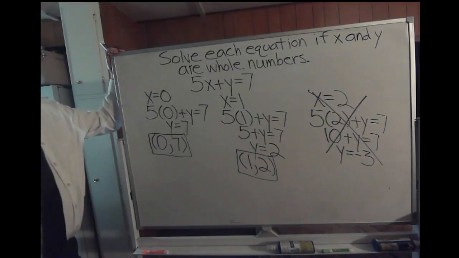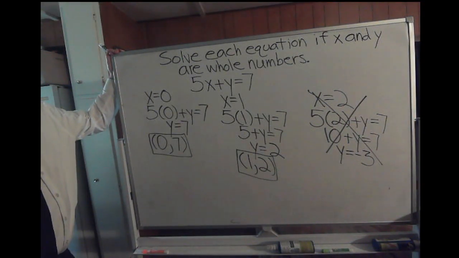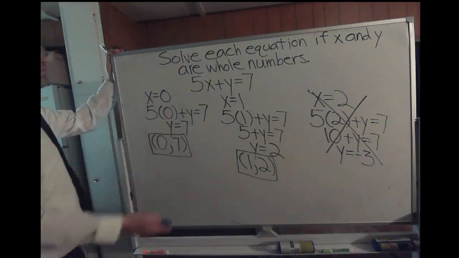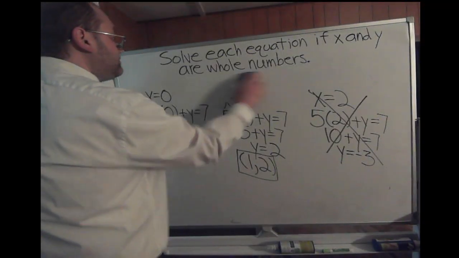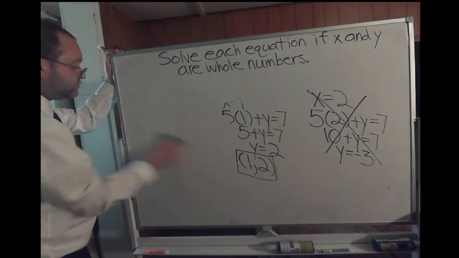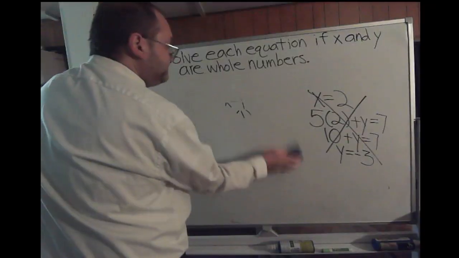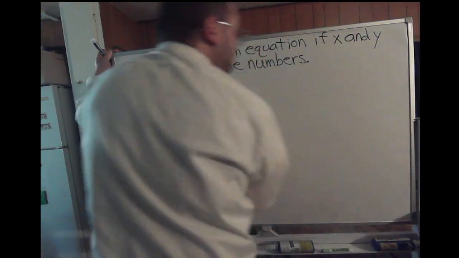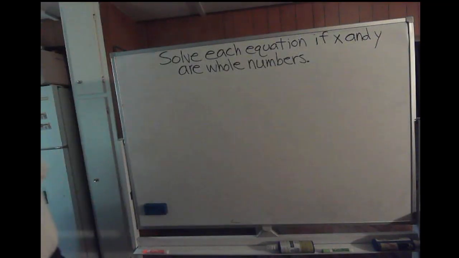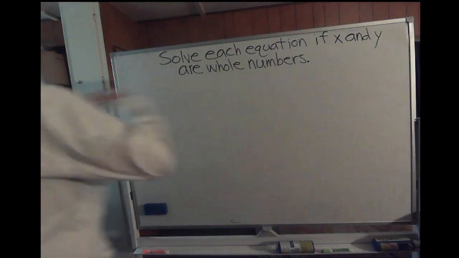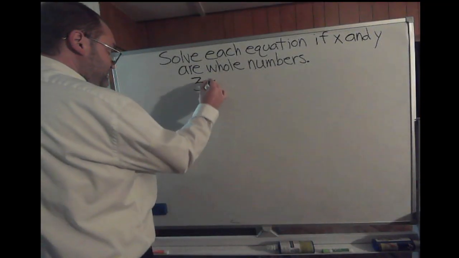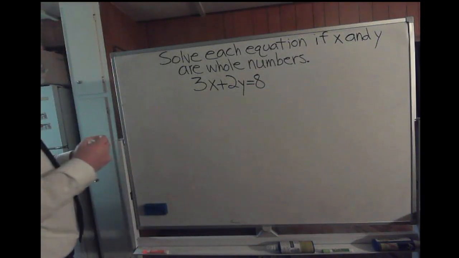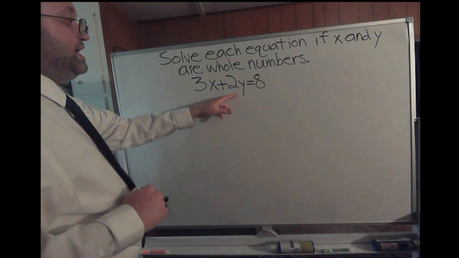Now, had it been the whole set of real numbers, there would be infinite solutions. And likely you would not be asked to even do this if it were the whole set of real numbers. Thank goodness, who wants to be here till kingdom come and try and solve it infinitely? Even then, you would never solve it. Alright, how about 3x plus 2y equals 8? So we have 3x plus 2y equals 8.